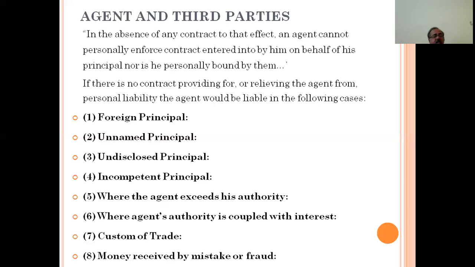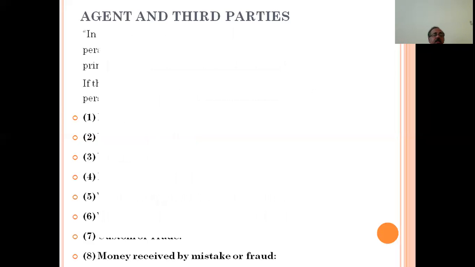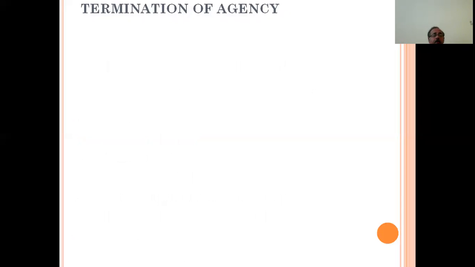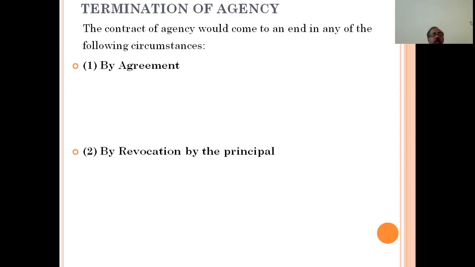So these are the instances in which we can say the agent is directly responsible to the third parties. First one is foreign principal. Suppose the agent is working for a foreign principal, an unnamed principal, or an undisclosed principal. Agent is working for an incompetent principal, where the agent exceeds his authority, where the agent's authority is coupled with interest, where custom of trade applies, and where money is received by mistake or fraud. So these are the instances in which we can say the agent is directly responsible to the third parties.